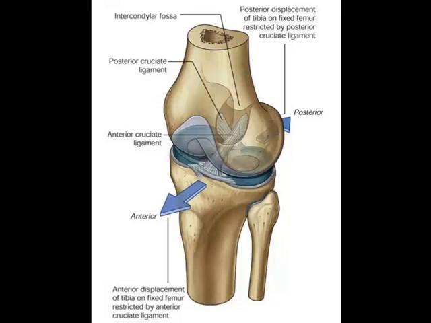The ACL helps to prevent the tibia from being anteriorly displaced from the femur, while the PCL protects against posterior displacement of the tibia. Both ligaments help to guard against hyperextension of the knee joint.